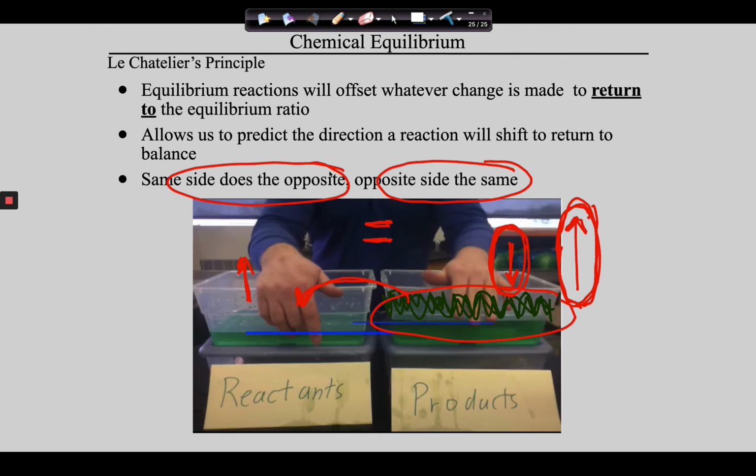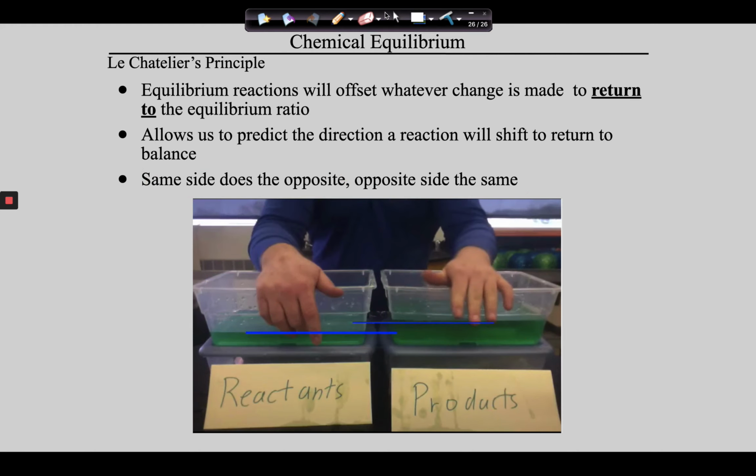Same side does the opposite. This goes up, this is going to go down. But then notice what happens over here. The opposite side of the reaction does the same. So if the change that we made was to increase the right, as it goes back to equilibrium, the left will increase. So same side does the opposite, opposite side does the same.